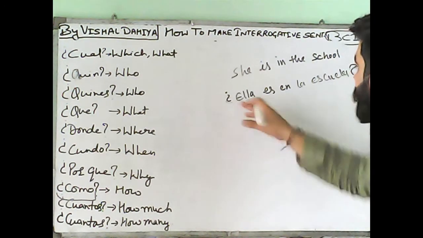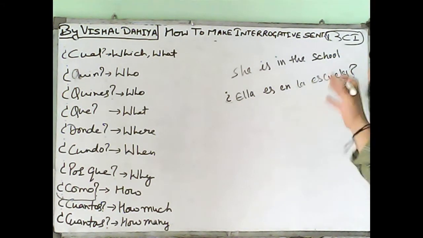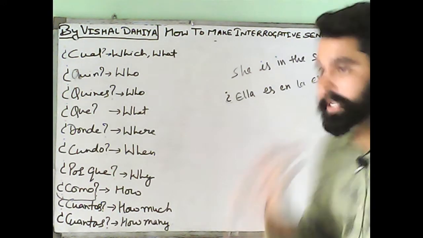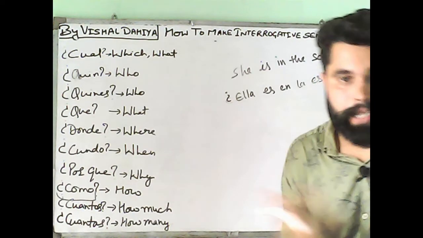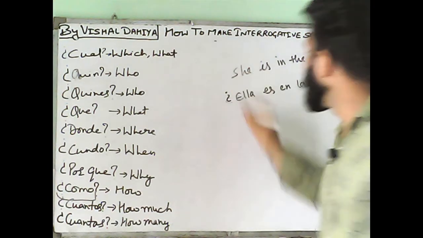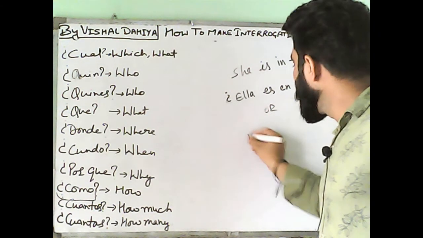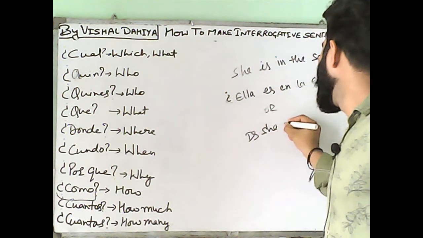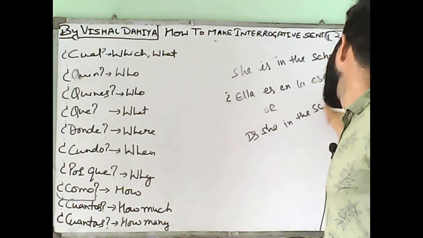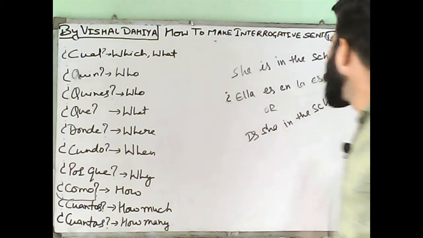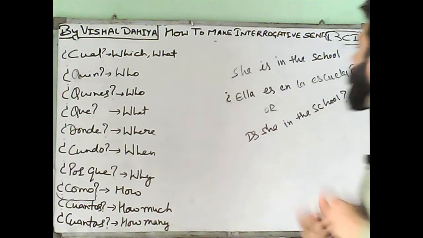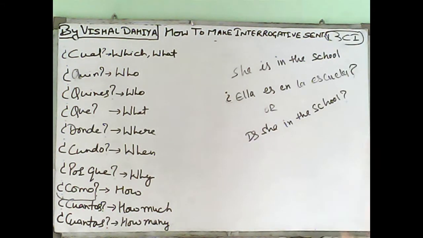Let me just show you. First, ella es en la escuela. It means she is in the school, right? Ella es en la escuela. Now you can see, ella es en la escuela means is she in the school? Here it is changed into is she in the school, right? So it is easy to make interrogative and negative sentences in Spanish.